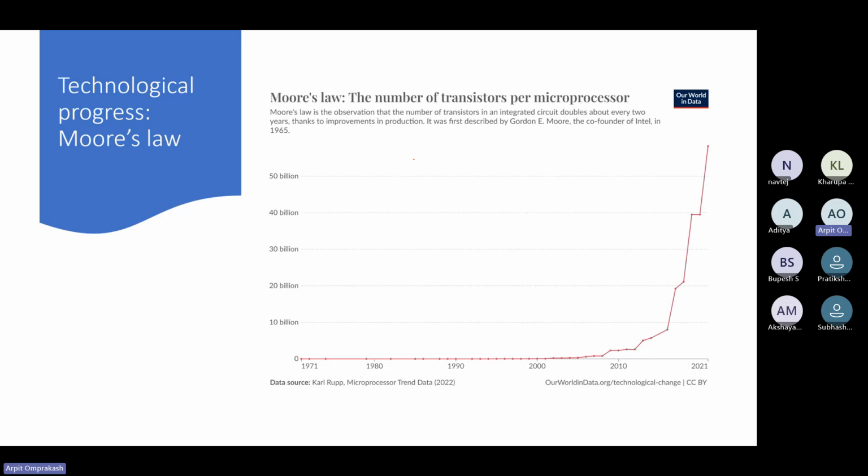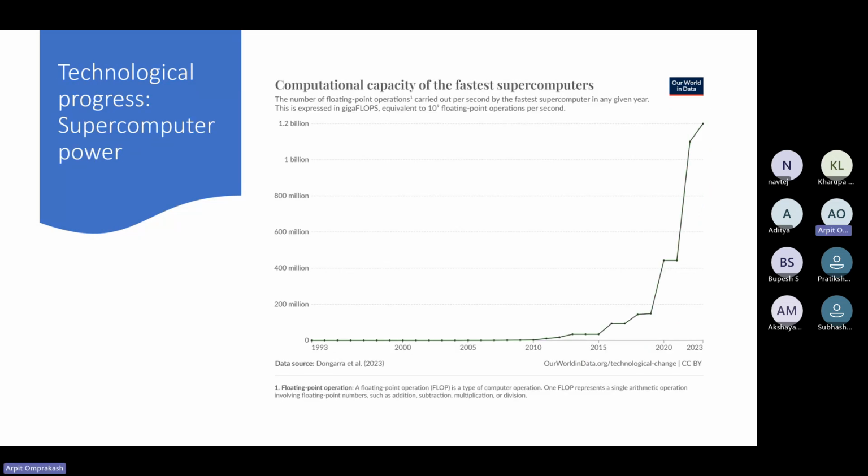So there's something called Moore's law, where he basically says that every few years, the annual production or annual increase in technology will double. Yeah. So we can see this in other fields such as the computational capacity of supercomputers.